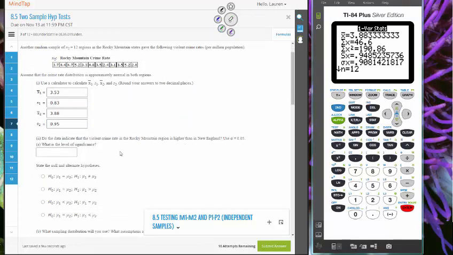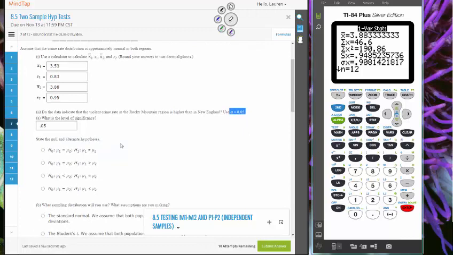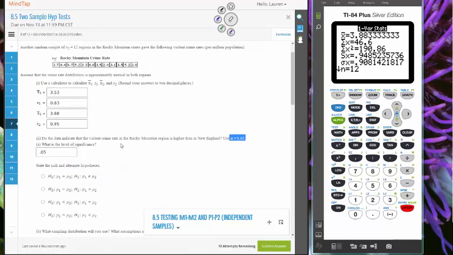The level of significance is alpha equals 0.05 from here. And then we have to determine the null and alternative hypothesis. So we're trying to determine if the Rocky Mountain region has a higher crime rate than New England. And here it's important to distinguish between the first and the second population. Remember, the Rocky Mountain region was population number 2, or sample number 2, and New England was sample number 1. So what we really want to know is if the mean crime rate in population 2 is higher or greater than the mean crime rate in population 1.